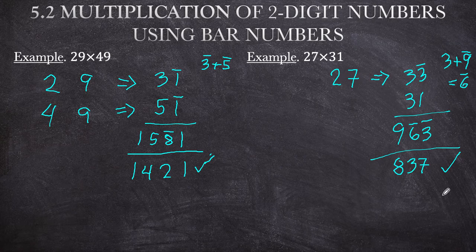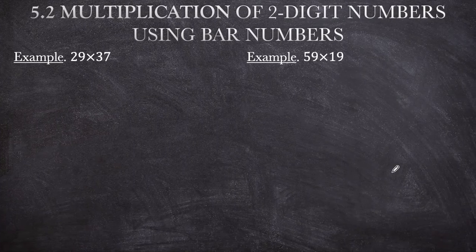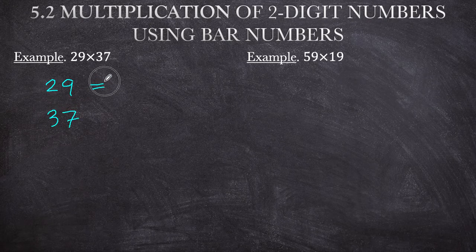Okay, let's take a look at more examples. Here we have 29 times 37. Both of them we will convert into bar numbers. This 29 will become 3 bar 1, and this 37 will become 4 bar 3.